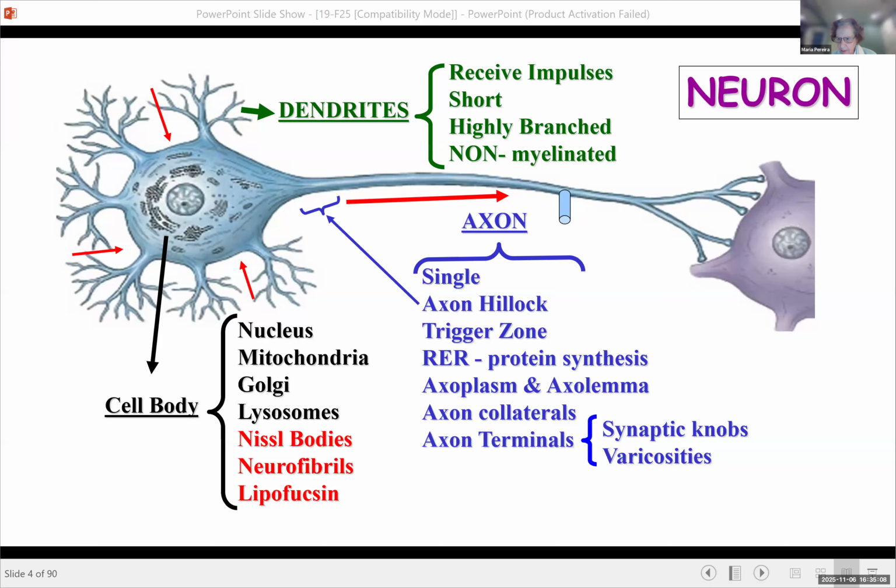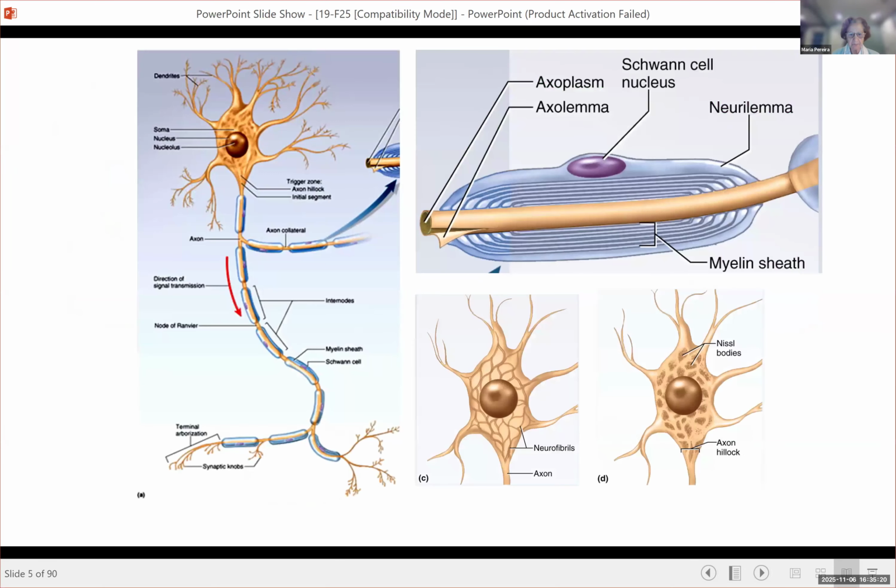Okay. So let's move on. So here you see the trigger zone. This is very, very important. Okay, and here, so the question is, so cardiac and skeletal have the knobs and smooth have varicosities.